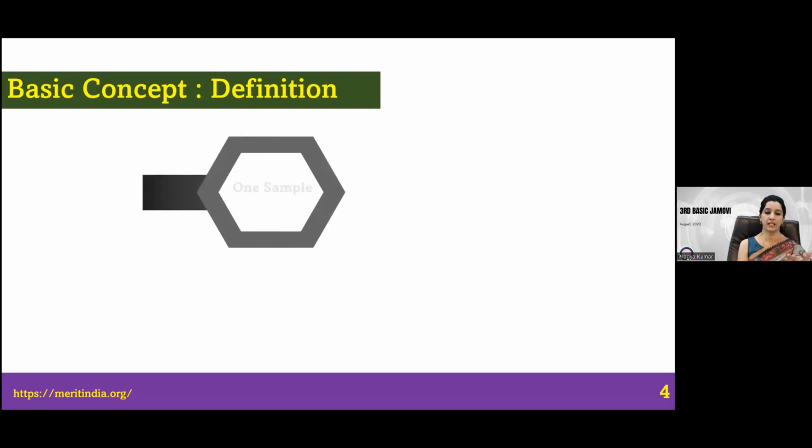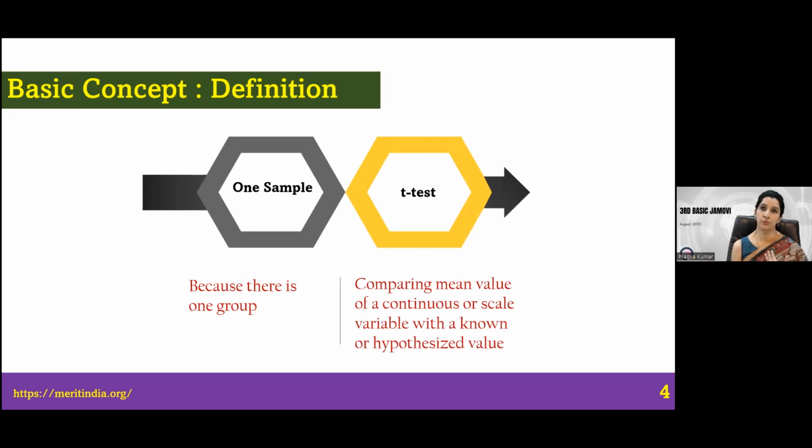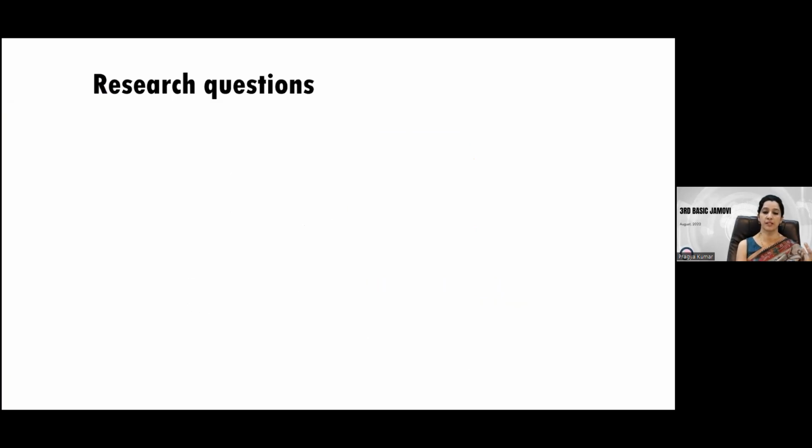So the basic concept is that there is one sample; that's how it gets its name. Because usually when you compare means, you have two groups or more than two groups. But in this case, a one sample test, you have one group, and we call it a t-test because we are comparing the mean value of a continuous or scale variable with a known or a hypothesized value.